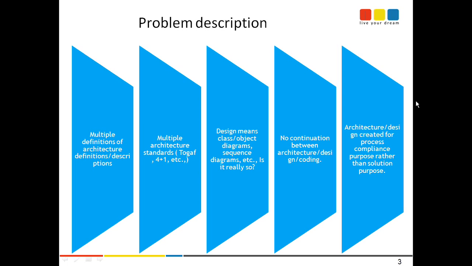Now let's look at the fourth issue: no continuation between architecture, design, and coding. In your organization, does continuation exist between all these three phases? Can you create end-to-end traceability across these three stages? It's a million-dollar question, isn't it? Just think for a moment. Why is it absolutely important to have such traceability?